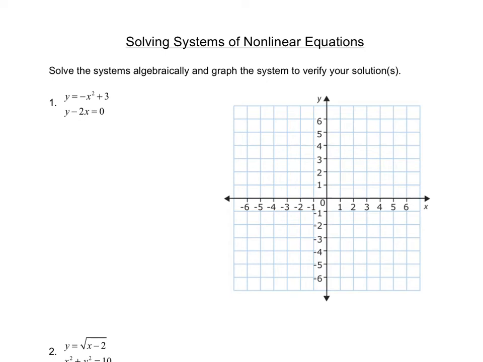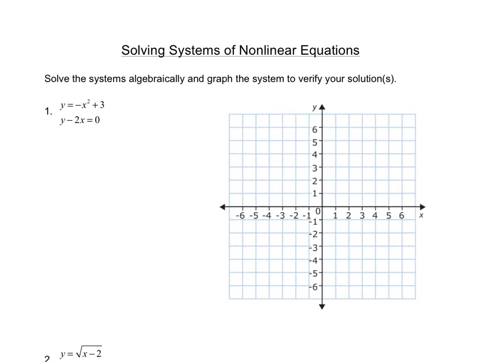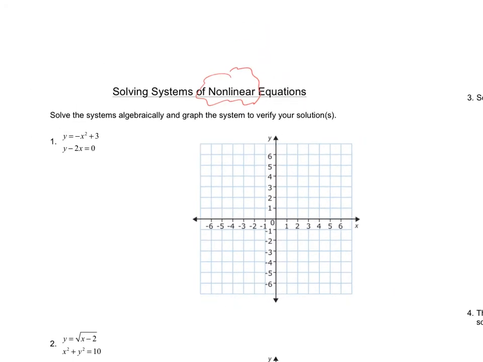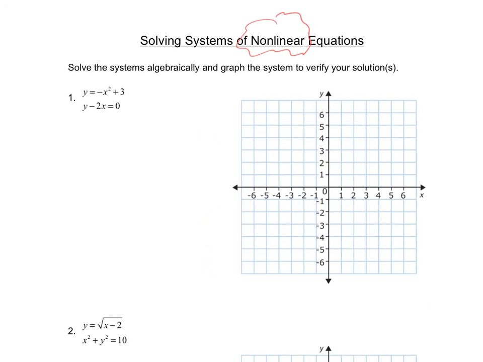Okay, we're going to look at solving systems of nonlinear equations next. So nonlinear, meaning that they are not equations of lines, or not both of them are, one of them might be. So if we look at question number 1, to solve this system, the first equation is going to be a parabola. And the second equation here, we do have a line. So it says we want to solve these algebraically and then graph the system to verify.